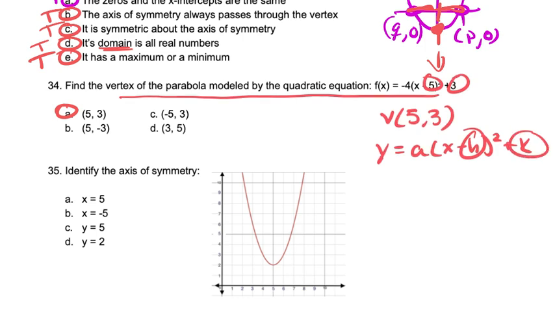And our last one, identify the axis of symmetry. Remember, the axis goes right through the vertex, the lowest point. This is at 5, 2. So it's x equals the x value, so x equals 5.